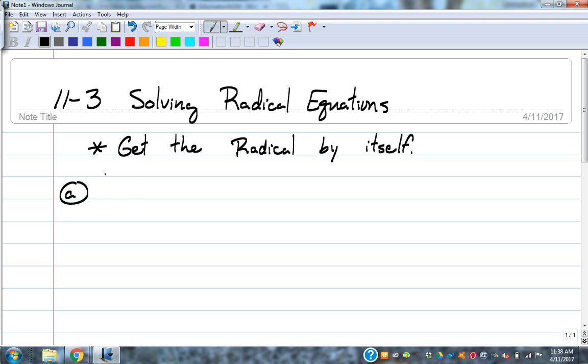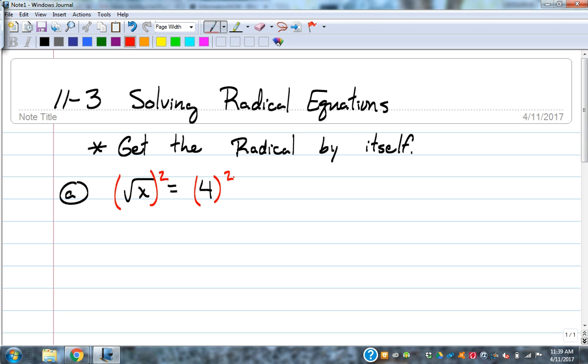So we'll start with a pretty easy example. The square root of x is equal to 4. On this one, the square root is by itself. The opposite of taking a square root is what? Which is the same thing. What do you call that when you multiply something times itself? Squaring. The opposite of taking a square root is squaring. Or the opposite of squaring something was take the square root. Here we're trying to get rid of the square root, so we would square both sides.